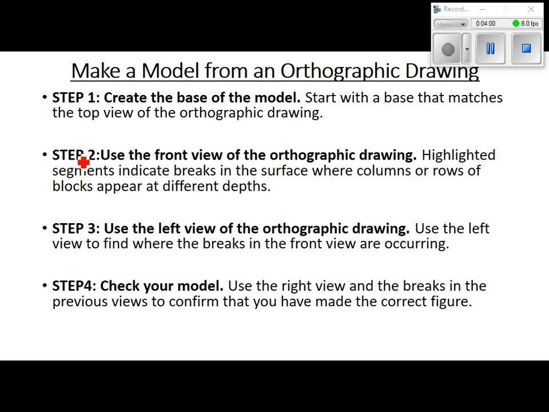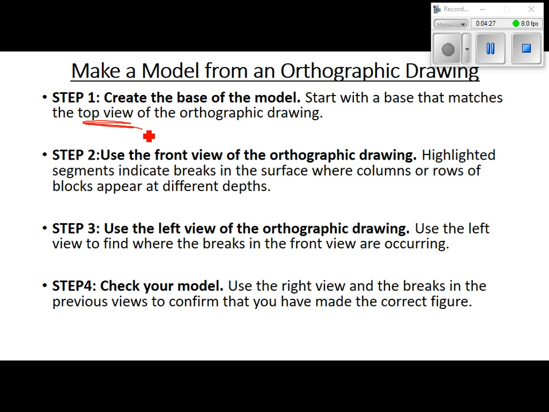To make a model from an orthographic drawing, or to make an orthographic drawing, it's 4 steps. Create the base of the model. You start with the base that matches the top view, so look at the top view first, and draw that base from that. Then use the front view of the orthographic drawing.